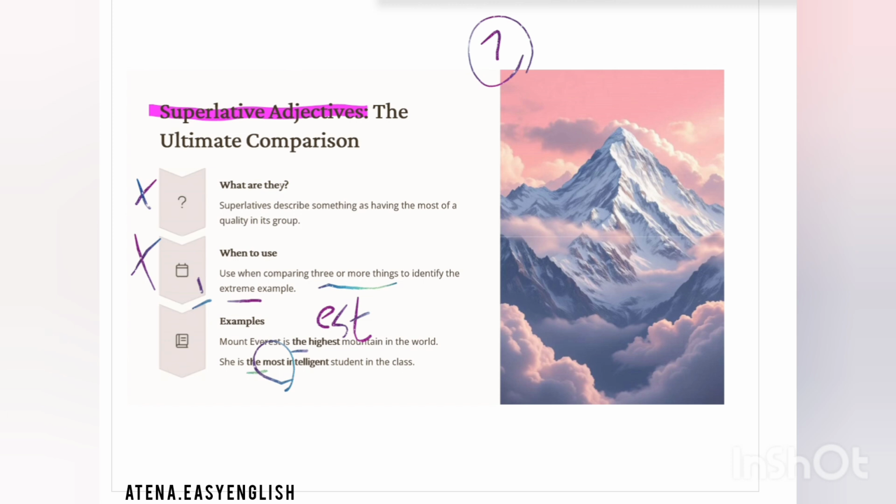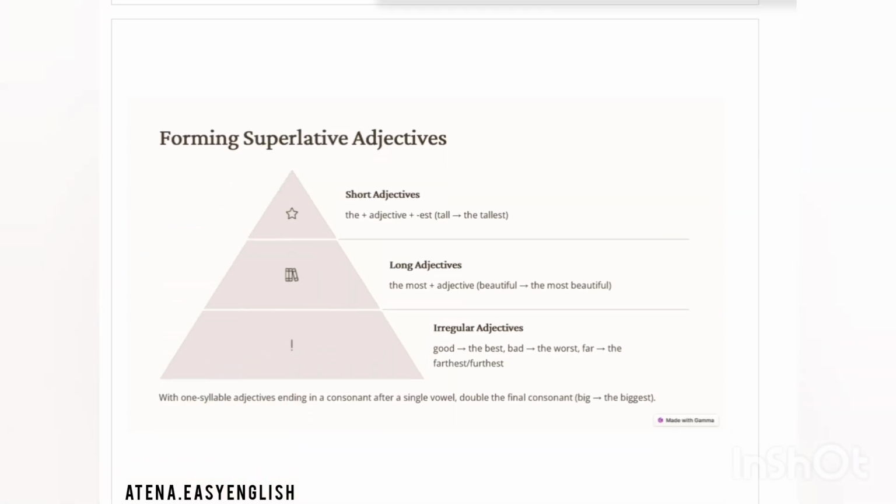On the next slide, we will also explore how to form superlatives. But here, a quick review. We use superlatives when we want to compare three or more things together, and we want to say one of them is the best of the others, the extreme example. So in this case, we use superlative adjectives.